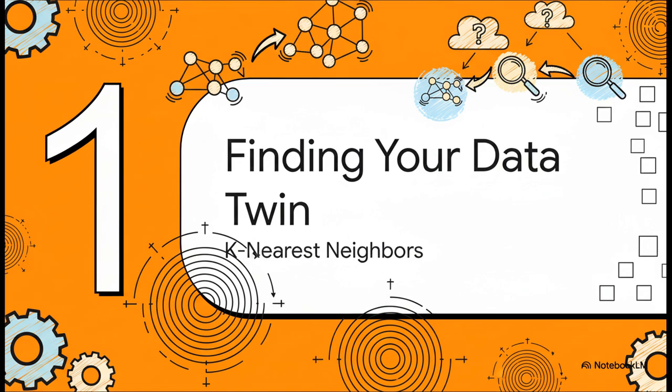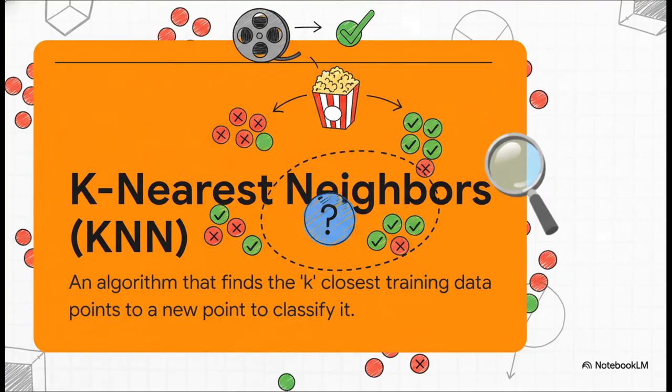This whole idea of finding people like you is powered by a machine learning algorithm that is, believe it or not, wonderfully simple and intuitive. It's called K-nearest neighbors, or KNN for short. And the logic is really straightforward. To make a guess about something new, you just find the K most similar things that already exist, your nearest neighbors, and then you basically take a vote.